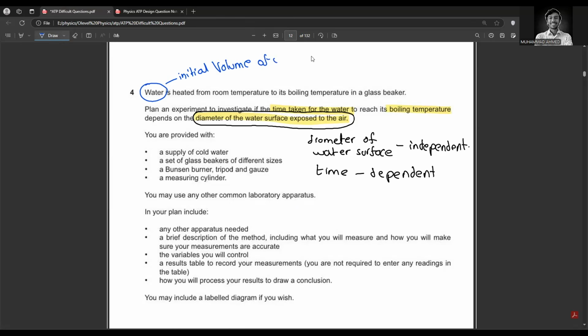Now, sir, what do you mean by that? This is your control variable. Why? What do I mean by that?